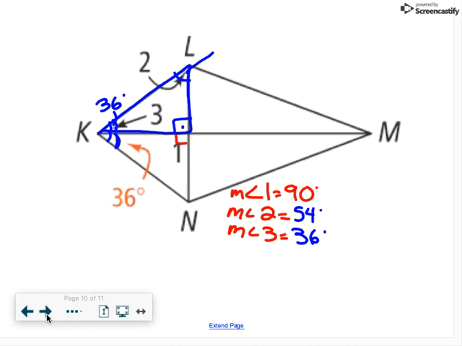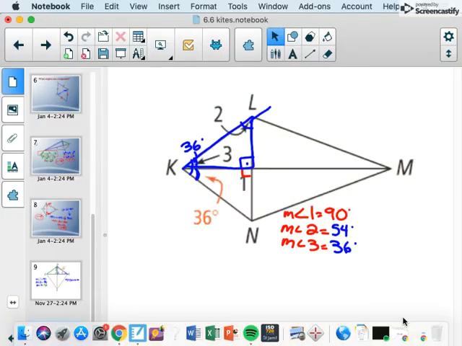So that is it for today on kites from 6.6.